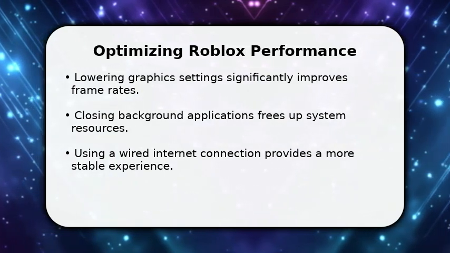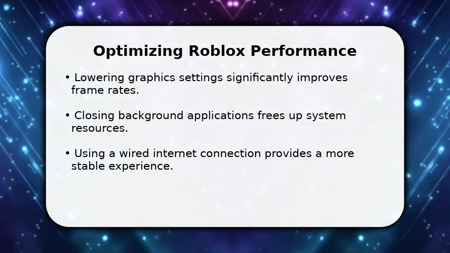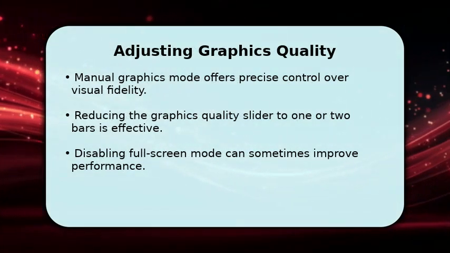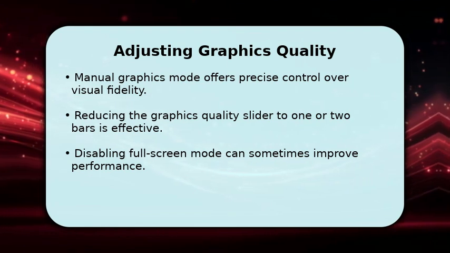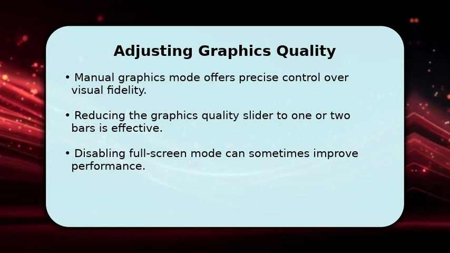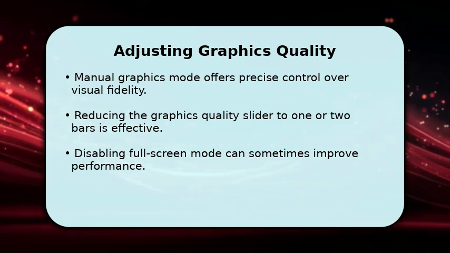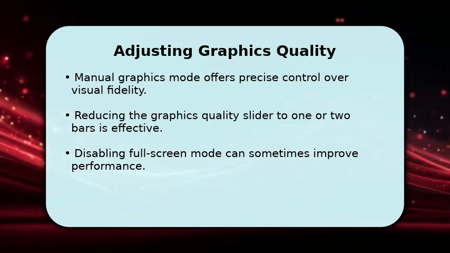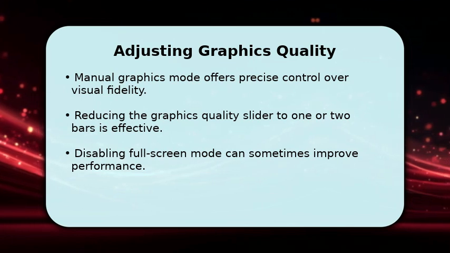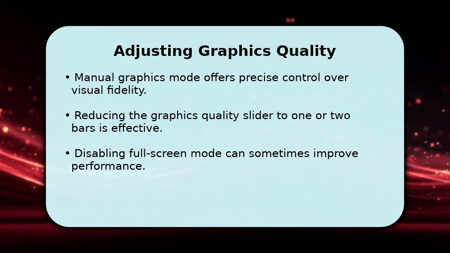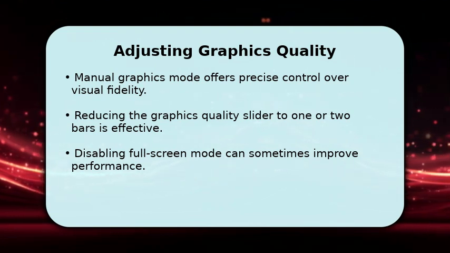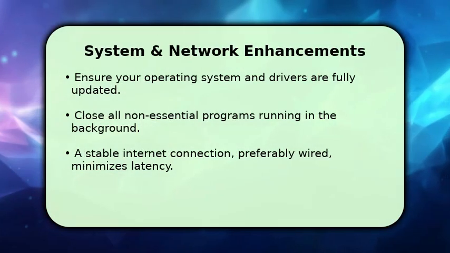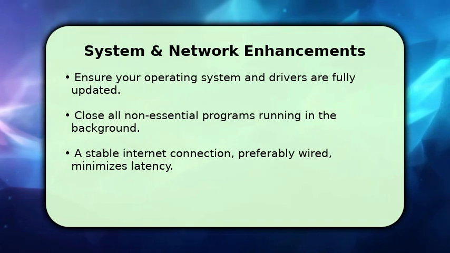We will explore specific adjustments to maximize your performance. Within Roblox, navigate to your settings and find the graphics quality slider. Switching from automatic to manual mode gives you full control. Try setting the slider to 1 or 2 bars for a significant performance boost. This reduces the detail rendered, making the game much smoother. Additionally, playing in windowed mode or lowering your display resolution can further alleviate the strain on your system, providing a more consistent frame rate.